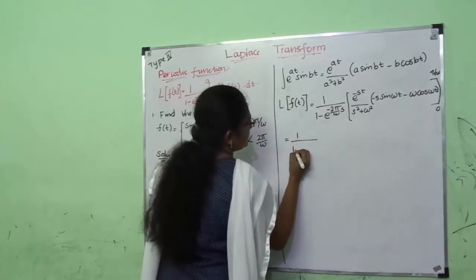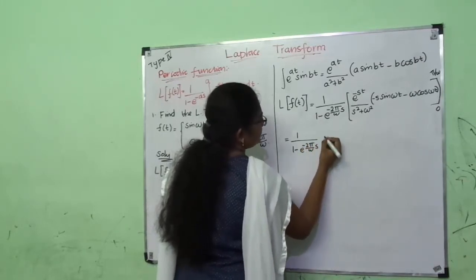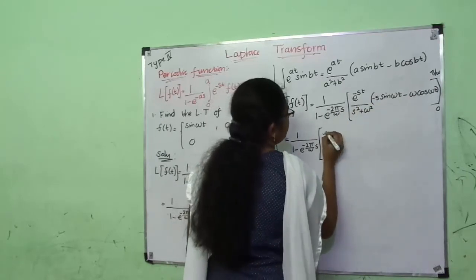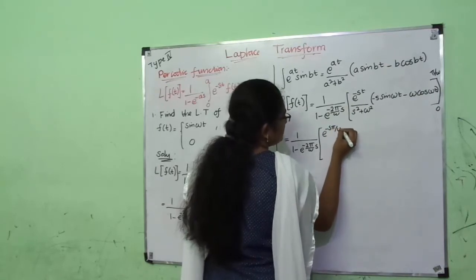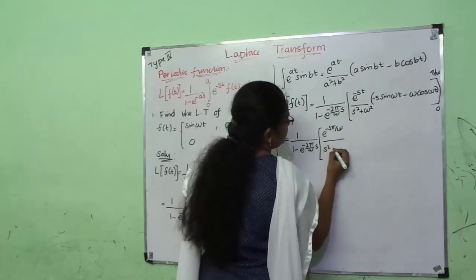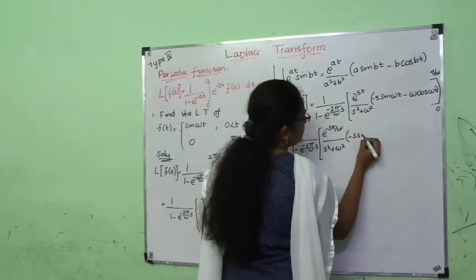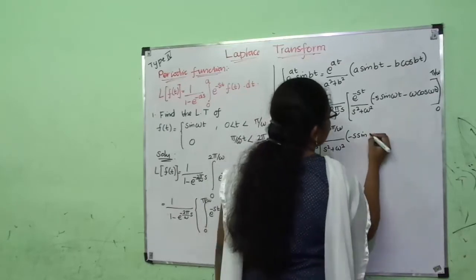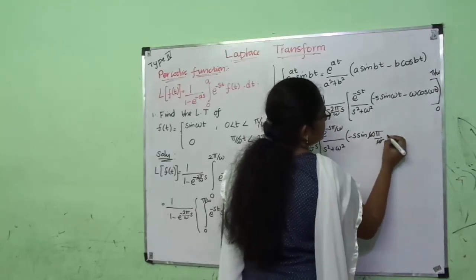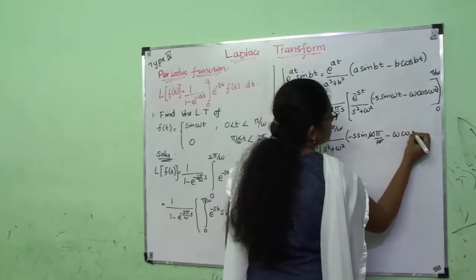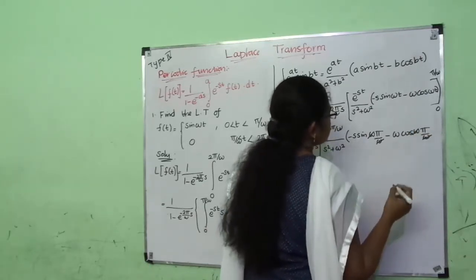1 by 1 minus e power minus 2 pi by omega into s. First apply the upper limit: e power minus, in the place of t, s into pi by omega, divided by s square plus omega square, into minus s sin omega t. In the place of t, we write pi by omega. This omega and omega get cancelled. Minus omega cos omega pi by omega. This omega and omega get cancelled.